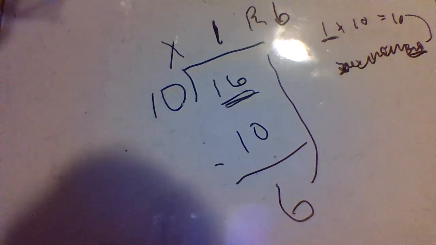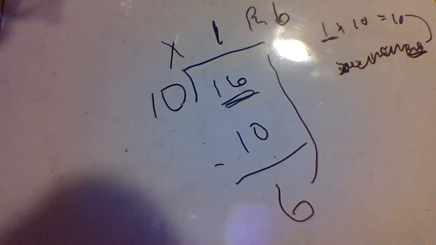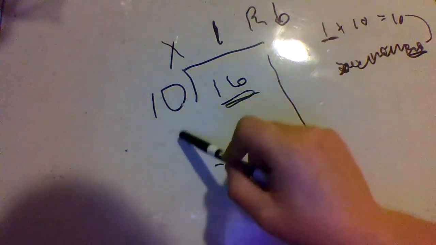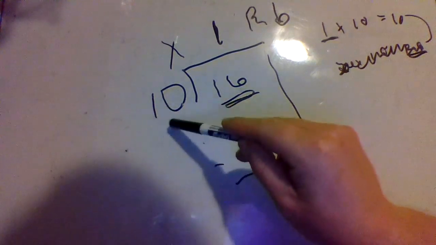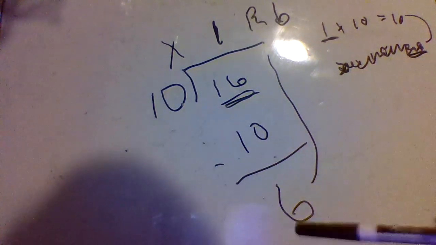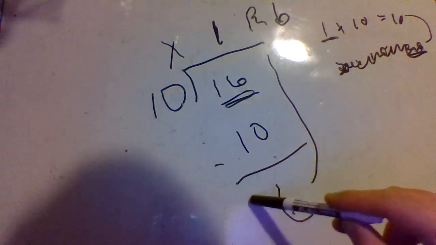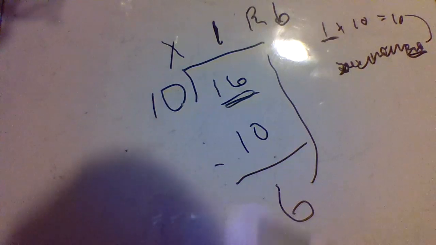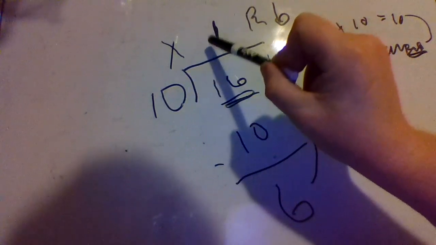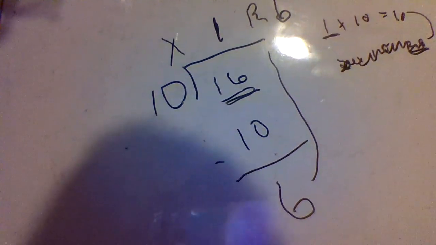So a helpful hint, just a pro tip from Mr. Beatty. If this number is bigger than this number, you have to try again. So I'll say it again. If this number is bigger than this number, then you have to try again. This number should never be bigger than this number. If it is, then you have to try another number up here because your problem is going to be incorrect.